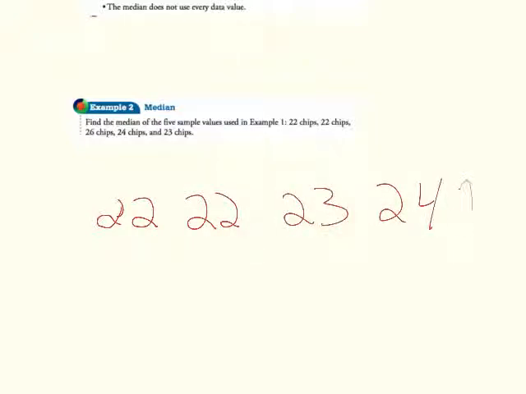Let's take a look at this example here for finding the median. This is the same sample we had just a minute ago, the 5 cookies with 22, 22, 26, 24, and 23 chips. Your first step is to write all those values down in order, increasing or decreasing. So I've got 22, and then a second 22, and then a 23, a 24, and a 26. It's pretty easy to see what the middle value is going to be in this list because it's really short. So we can tell real quickly that 23 is going to be our median.